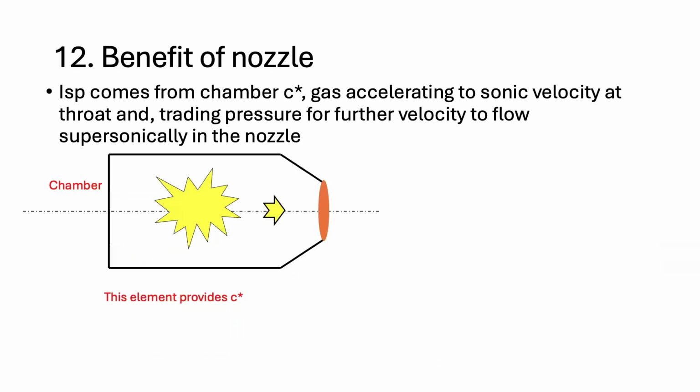So, looking at that in a bit more detail, where's the benefit of the nozzle? The ISP comes from, firstly, the chamber C star, gas accelerating to sonic velocity at the throat, and then trading pressure for further velocity to go supersonically in the nozzle. So the chamber part of it, that's more or less the same diameter until you quickly narrow down at the nozzle, provides the C star. As you get to the throat, this is designed to accelerate the gas to Mach number 1. This gives momentum thrust, a thrust that is purely a function of the momentum, or how fast the gas is flowing and how much mass you've got flowing.